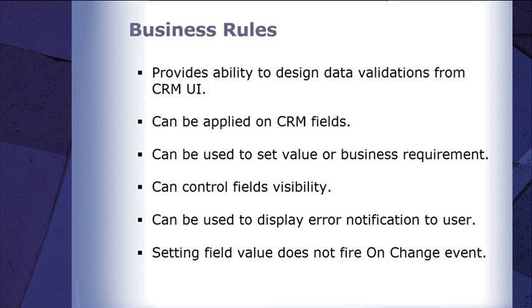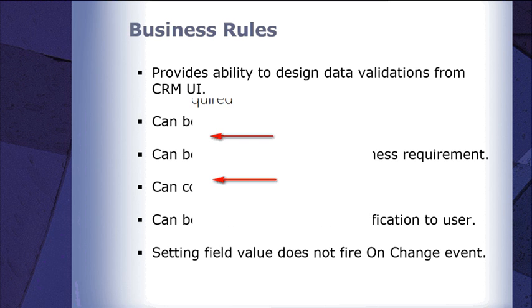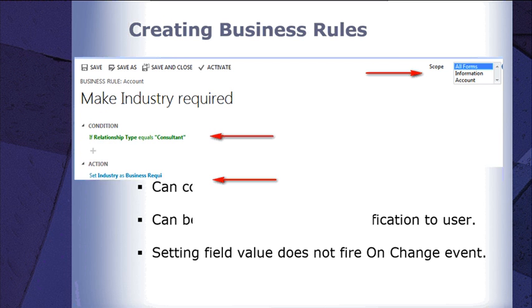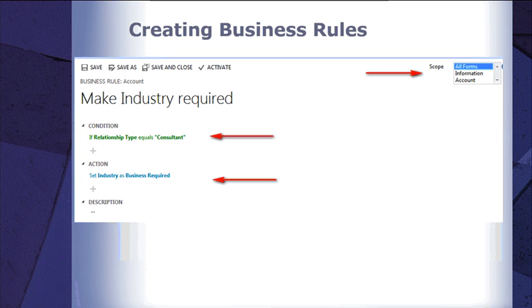So let's move to the next slide, where I will show you how we can create business rules. Let's take a very simple example here. Let's say we want to implement the business rules over the relationship only, and we have one industry field that we want to make business required if the relationship type selected is consultant. We can easily implement this through JavaScript.